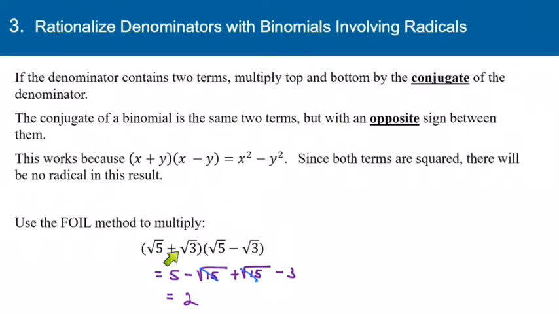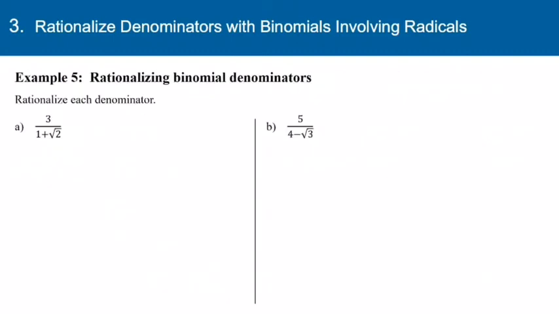When you multiply a binomial times its conjugate, if it contains radicals, that eliminates the radicals. So we're going to see that here. It says rationalize each denominator. Remember, when they say rationalize the denominator, they basically mean write it so that there's no radical in the denominator.